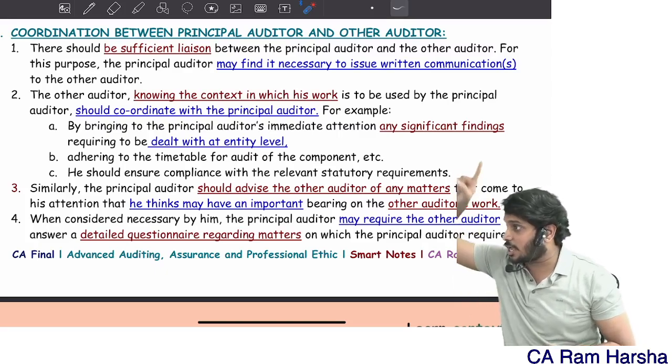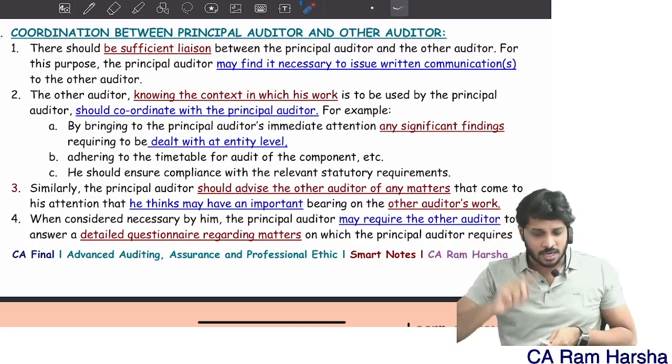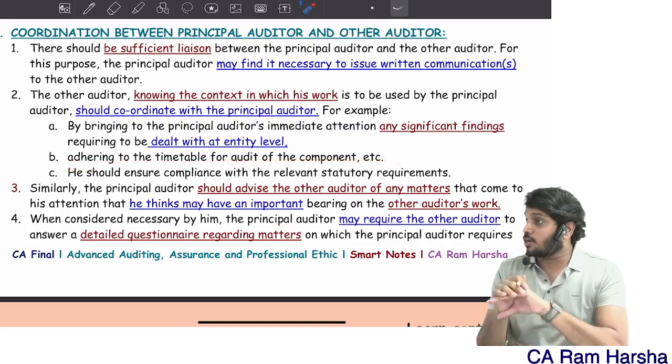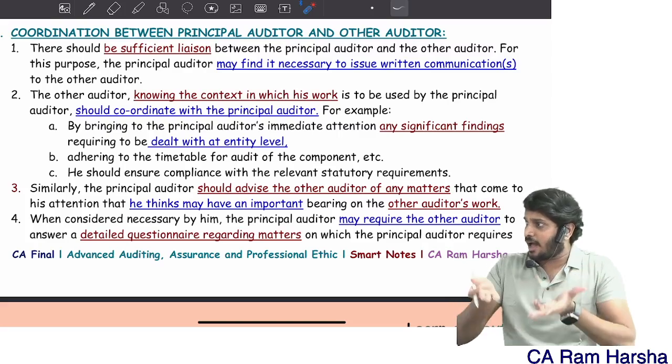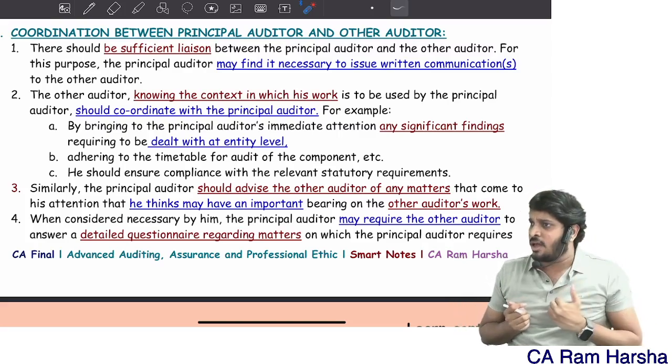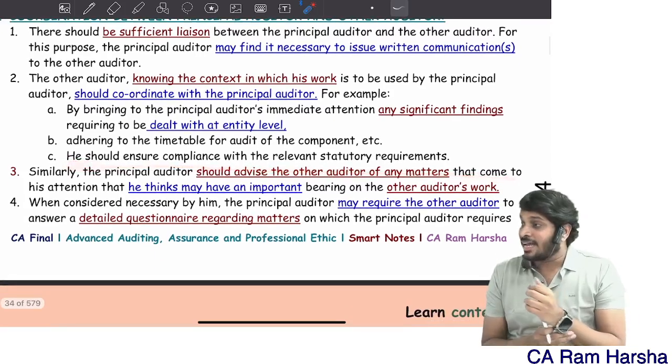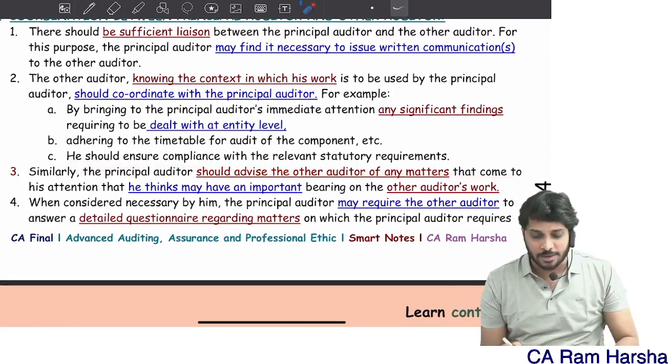Other auditors are also liable to bring matters to the principal auditor's attention at consolidation level, and they need to follow the timetable for audit. Yes or no? Because if the principal auditor has to give the audit report on time, other auditors have to complete their audit report much before the principal auditor, and he should ensure compliance with relevant statutory requirements.